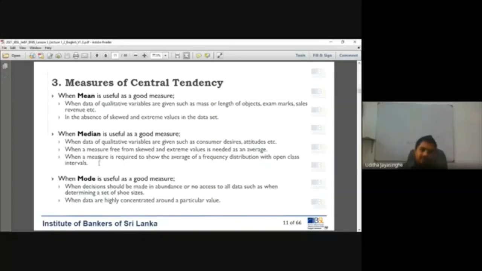Right? Last one. When data are highly concentrated around a particular value, when you see a qualitative aspect like this telephone call example we discussed, let's say it is a bank and the number of telephone calls, or the number of complaints, you need to get the number to make a particular decision. Mode is an easy, quick calculable number to make that decision.